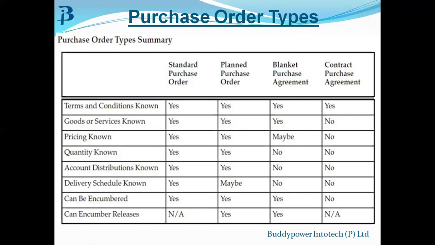So here also you must specify the tentative delivery schedules and all details for goods or services that you want to buy. Okay, the quantities and the estimated costs and all that. Fine. So these are basically your 4 different types of purchase orders. And usually the standard purchase order is the one which people follow.